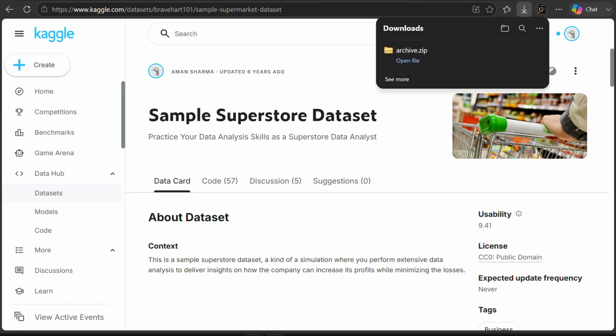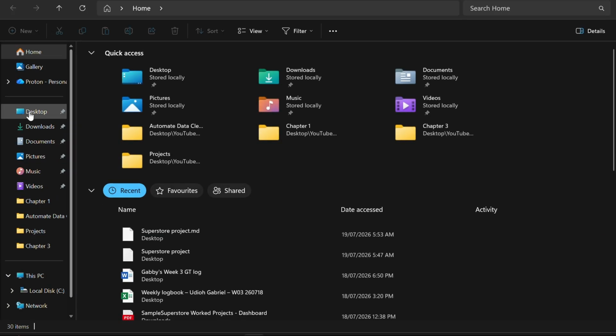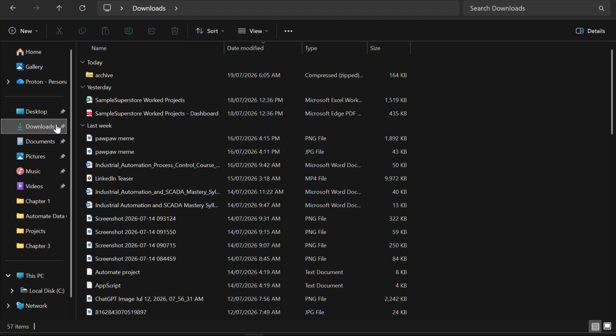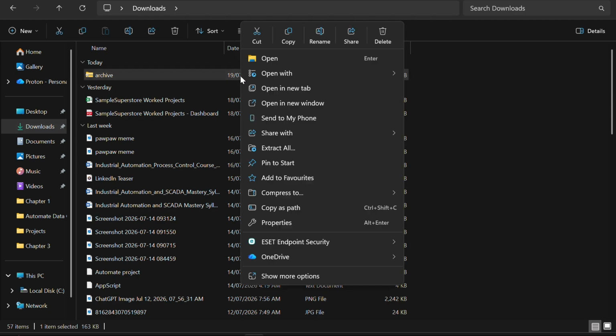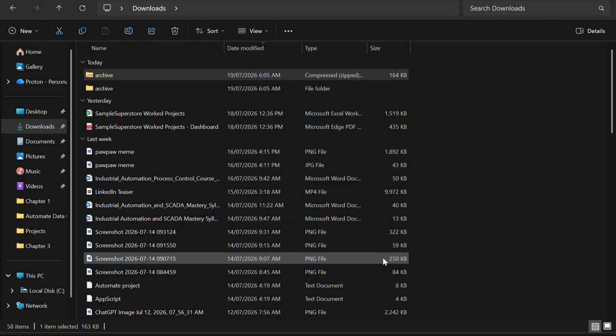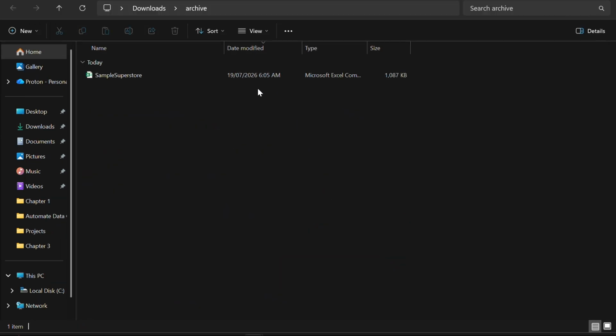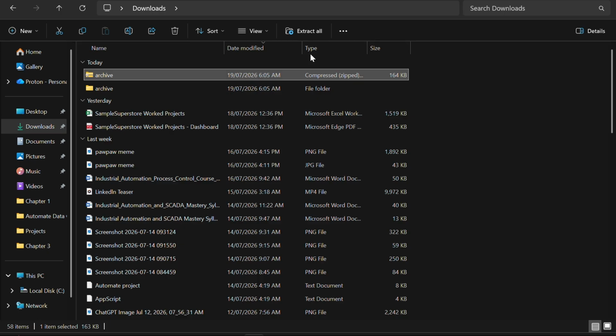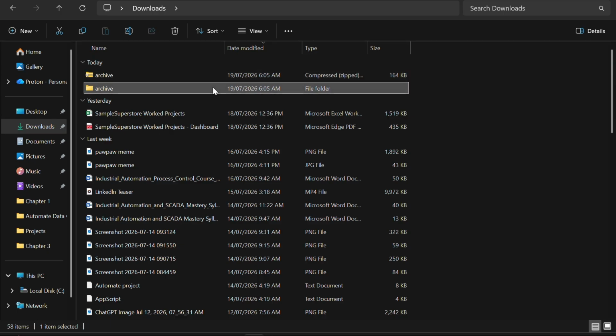So it has downloaded. I'll just come to my downloads folder, and I would extract the datasets here. Extract all. Very good. So this is our datasets here. It's now downloaded as an archive. This is the folder here.